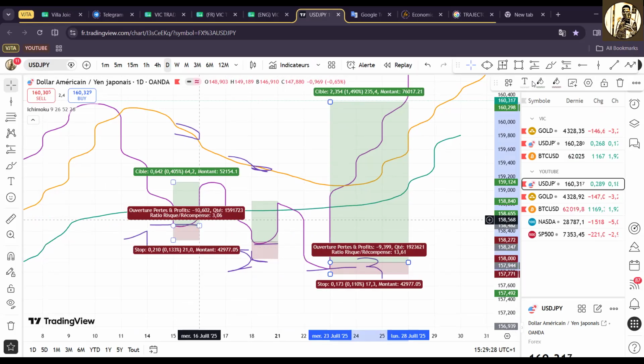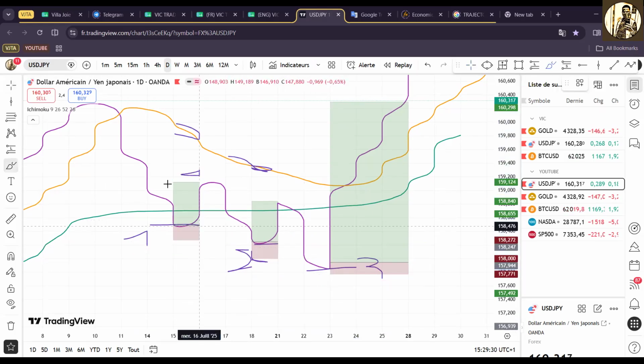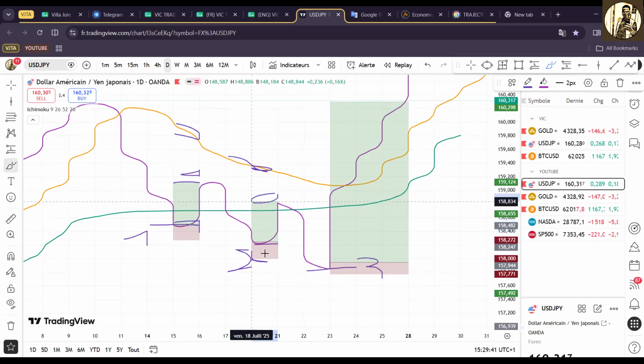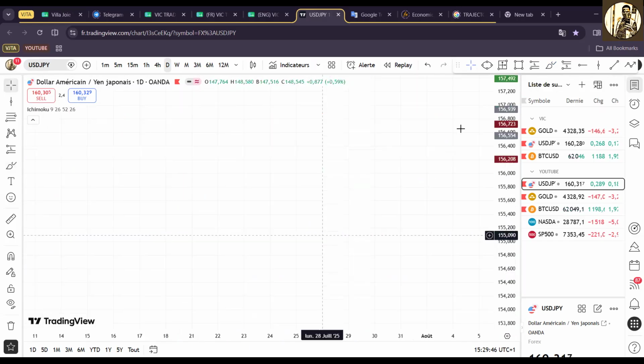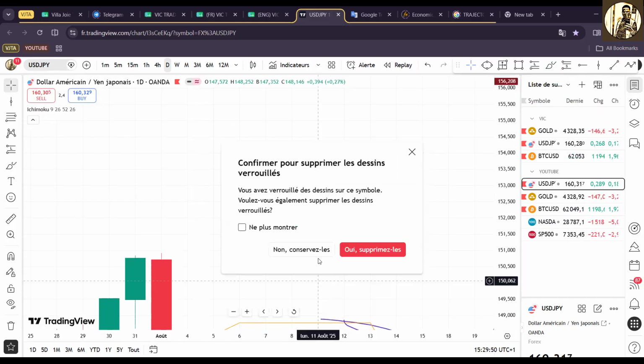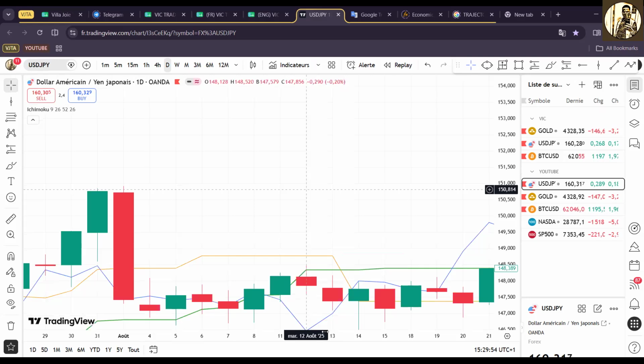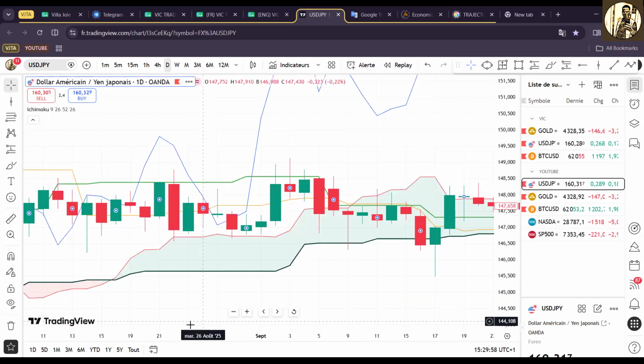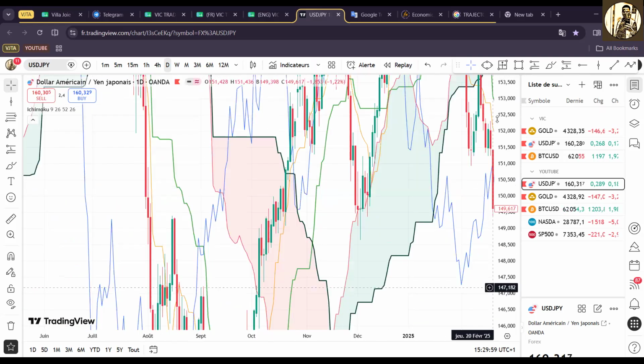So for the first entry, as soon as the price goes above Kijun, go on break even. For the second Kijun touch, do the same thing. When the price is above Kijun daily, go on break even. For the third one, you can actually let it go. So let us now look at it on daily.